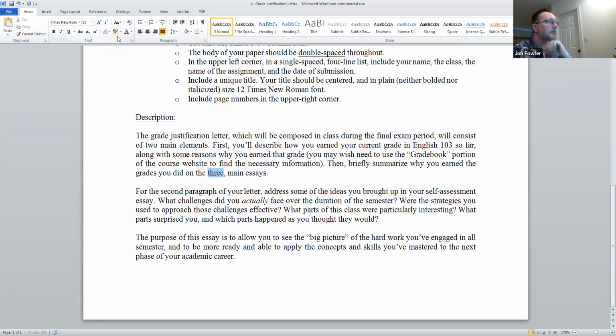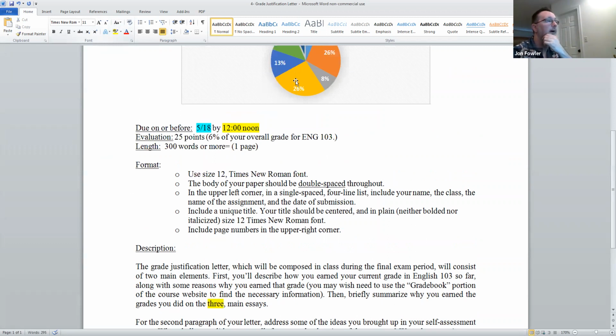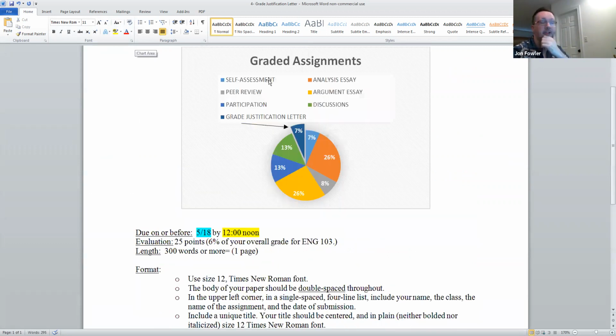And again, just to review, that was, of course, the self-assessment, the analysis essay, and then the argument. If you want to talk about your time spent in the discussion area or the discussion questions, you can certainly do that as well. Or if you want to talk about your peer review activity, that's up for grabs as well. But I'm mostly interested in, again, the self-assessment, analysis, and argument essay.